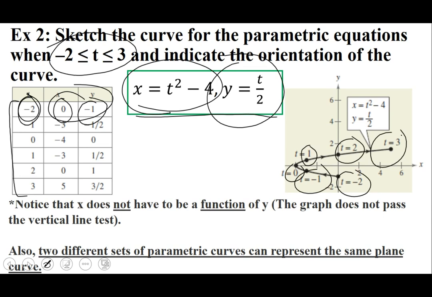In terms of the orientation, if you follow the arrows, the arrows are really just indicating the order in which the time values are going. So basically the order in which you fill in the table, the order in which you plot the points, you just connect them and show the arrow in terms of orientation. Something important to notice here is that this graph is not a function.